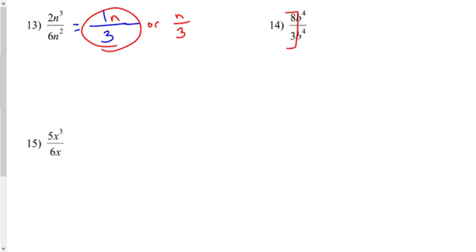8/3, there's nothing we can do with it, so it's just going to be sitting right there. Can't divide it, can't simplify it. The b's are literally going to cancel each other out. There's not going to be a single b left over. So 8/3 is what we have left.